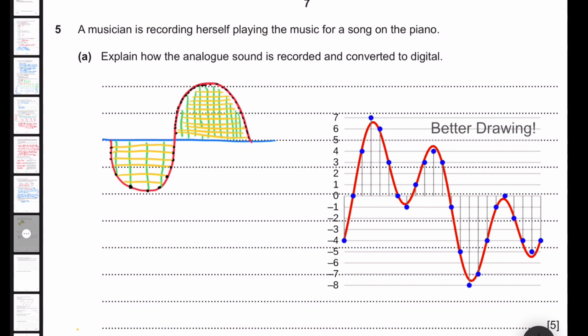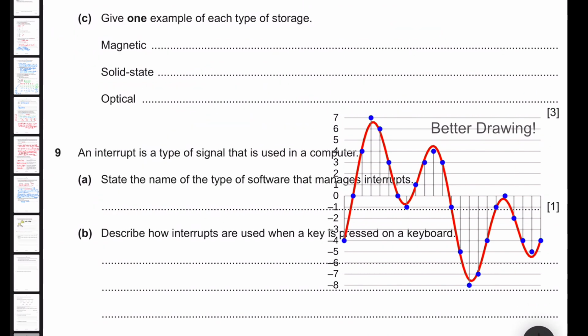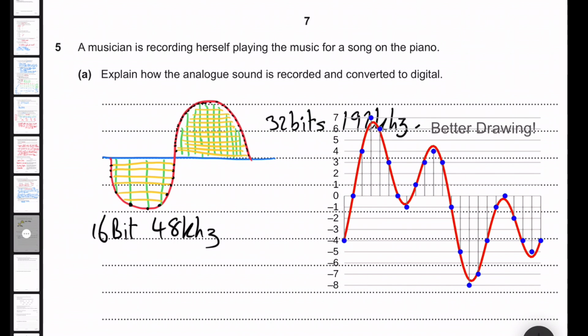For a standard, we'd be looking at something like 16-bit and 48 kilohertz. I think this is sort of standard CD, DVD sound. Obviously we can go up to 32 bits, 64 bits, and 192 kilohertz. Okay, so it's a very complicated sound. Basically, we've turned analog, which is a smooth curve, into sort of steps, obviously really, really tiny steps. So that's how it works.